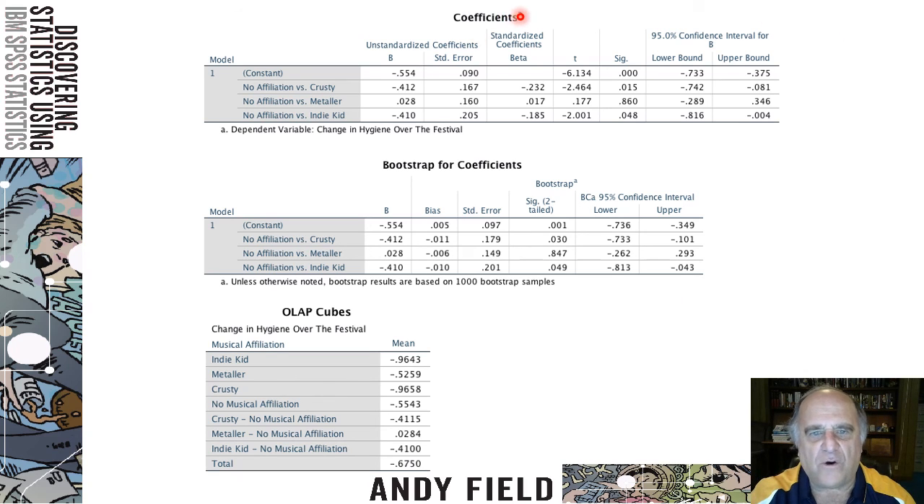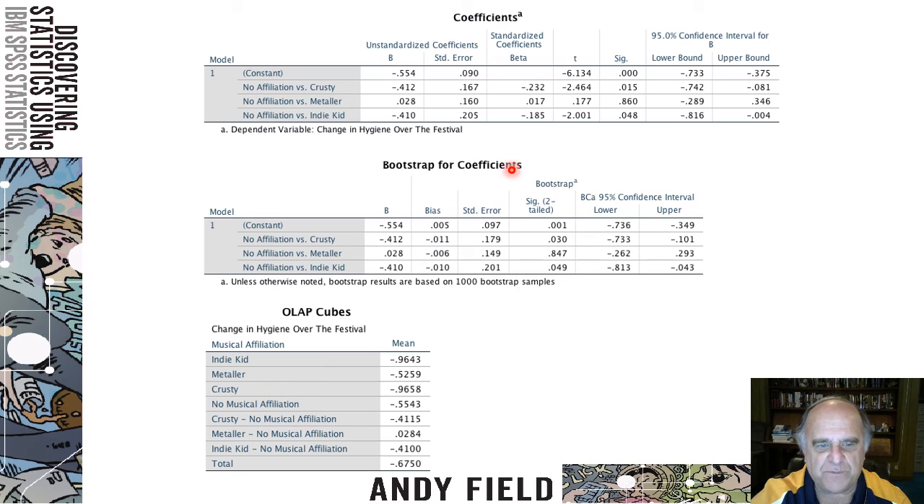Then we can look at our different coefficients, and we can look at which categories are significant. And you can see that when we look at these, we have 2 of them that are significant. No affiliation versus crusty is significant, and no affiliation versus IndyKid is significant. Now you might ask, can you compare crusty to metaler? Not with this comparison. So again, if you remember back, this is very similar to what you did in ANOVA with contrast coding. This will not allow you to compare crusty to metaler. It just allows you to compare each of these to no affiliation.